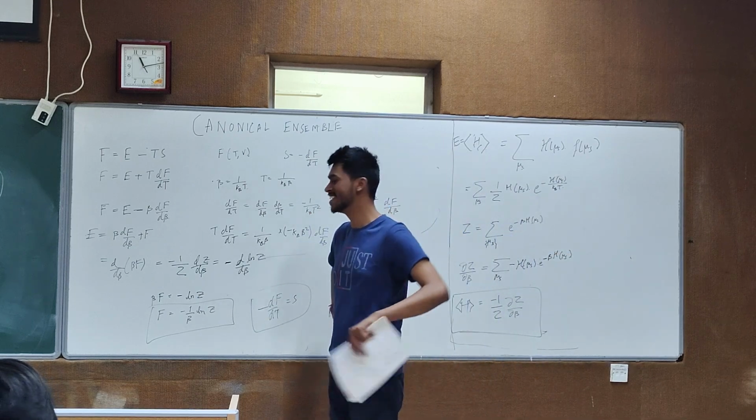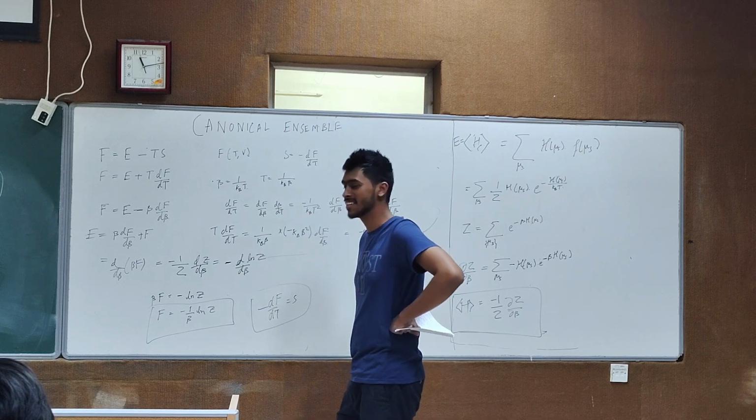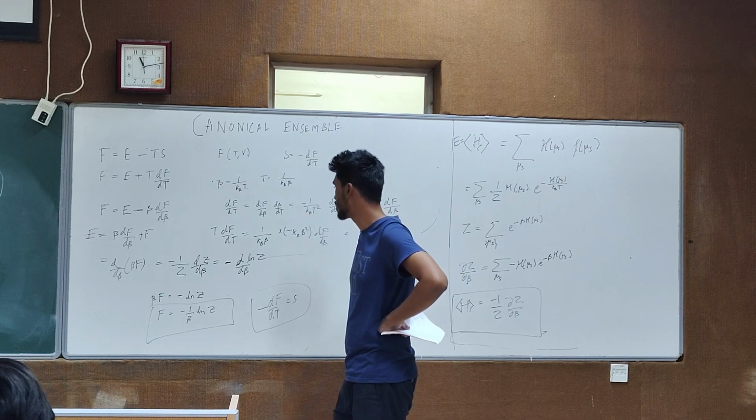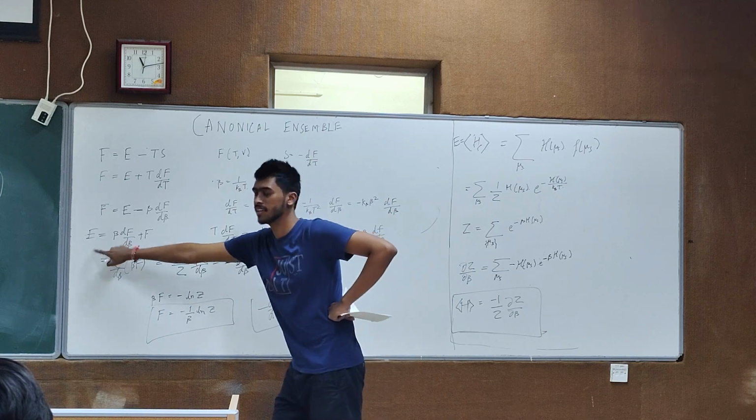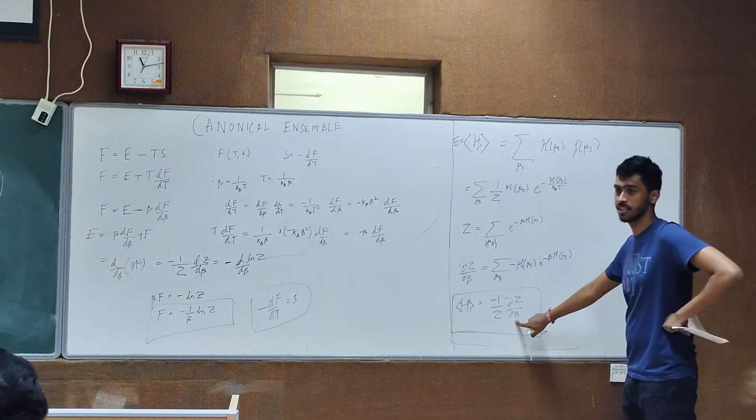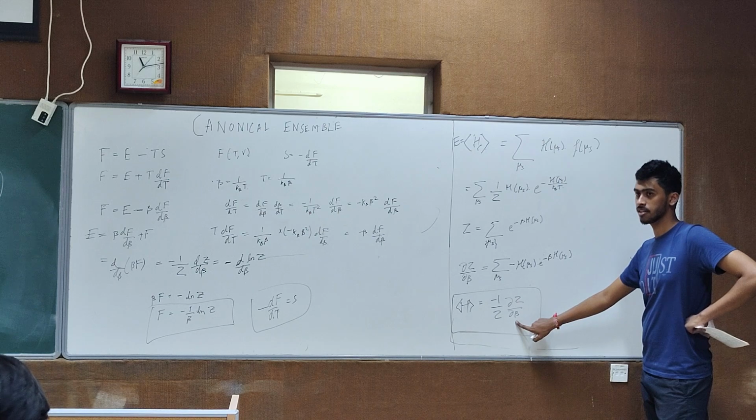How did we equate that to minus 1 by Z? This is E, right? E is minus 1 by Z. Okay, we just.